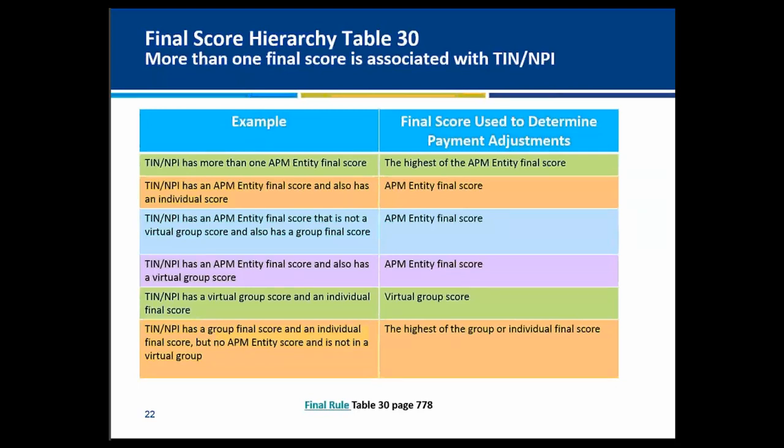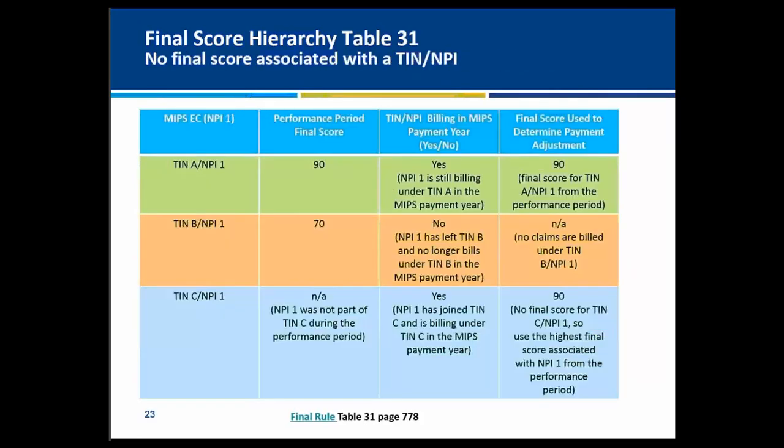On this slide, CMS has added a couple of really nice final score hierarchy tables. They're tables 30 and 31 in the year 2 final rule that illustrate the final policies for determining which final score will be used for the payment adjustment. This one is table 30, and it illustrates when more than one final score is associated with a TIN NPI combination where it moves to. And then the next slide shows table 31, and this applies if there is not a final score associated with a TIN NPI from the performance period for that payment year. Both of the tables can be found on page 778 of the final rule year 2, and they really are a nice reference sheet for you.